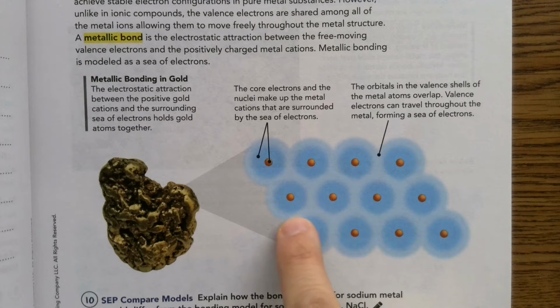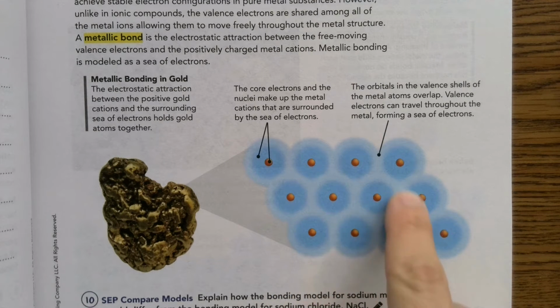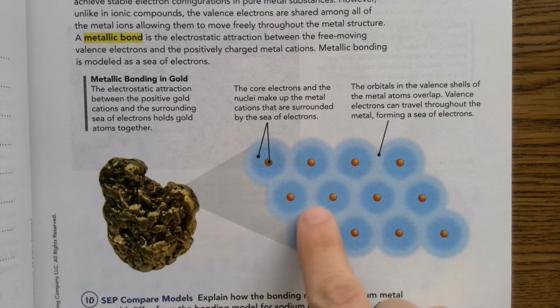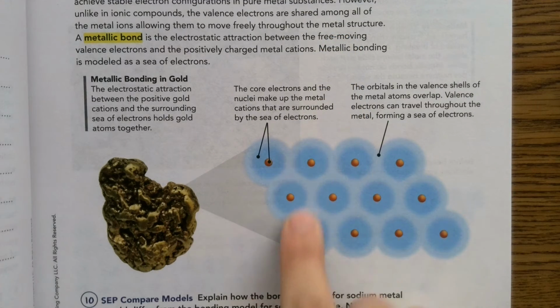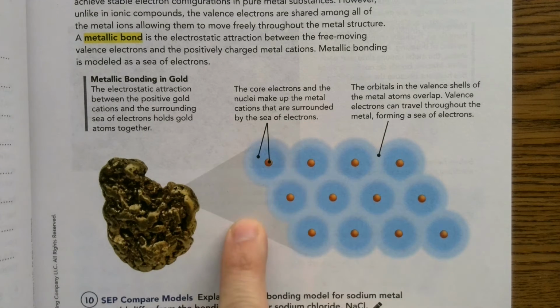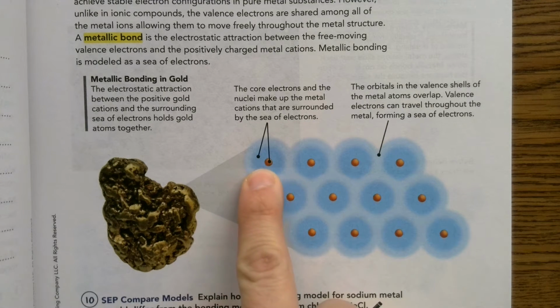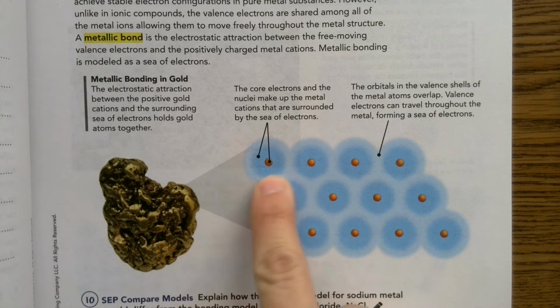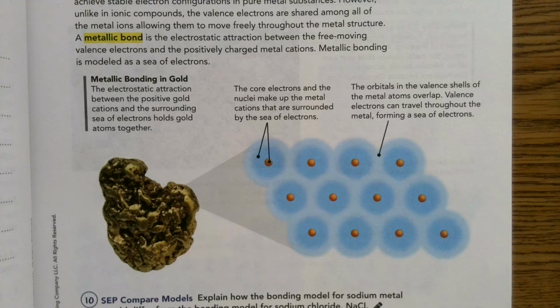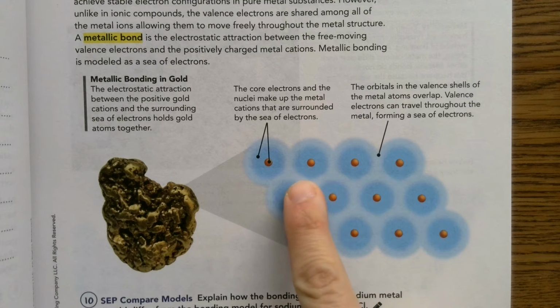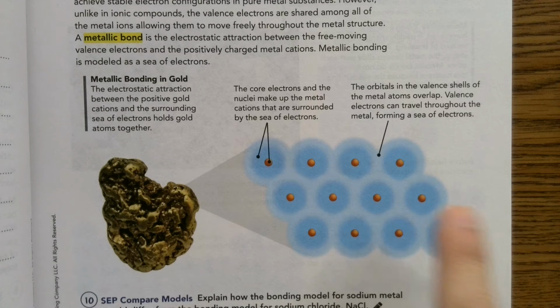And if you notice, the valence electrons just blend in between all the different atoms. That's because they're free moving. We've referred to this as a sea of electrons. So we have our core electrons, our nucleus, and then we have these valence electrons that are just moving around. And this is what gives metals a lot of their properties. The reason why it can conduct electricity is because electrons can now move freely through here, because electricity is really just the movement of electrons.